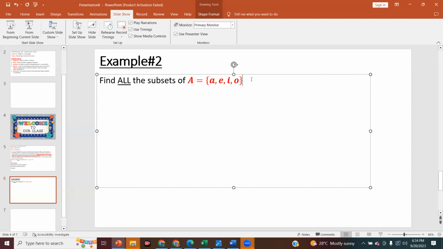All right, so the first thing I want you to do is put inside the chat what is going to be the first subset of this set. Put it inside the chat, please. What is going to be the first subset of this set?